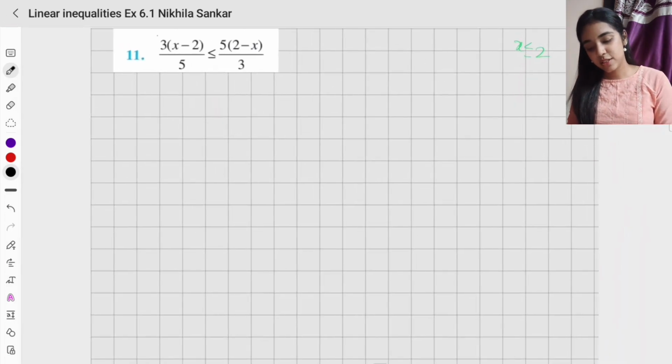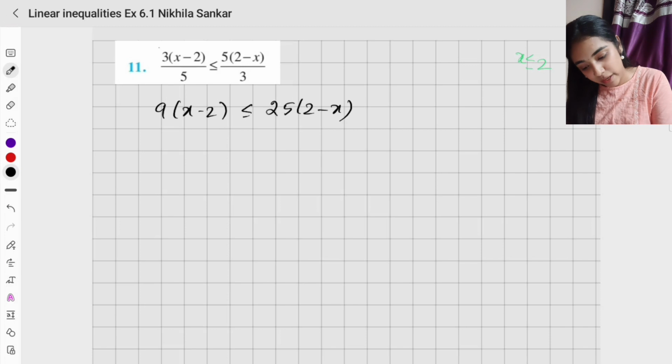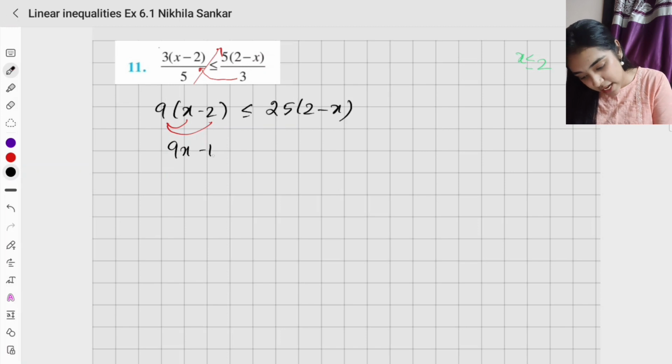Question number 11. So in that there is a lot. So first let me cross multiply. So what happens when I cross multiply? 3 3s are 9 times x minus 2 less than or equal to 5 5s are 25 times 2 minus x. Cross multiplying, the 3 goes here, the 5 gets multiplied here. Okay, now I'm going to open the brackets. So 9 into x, 9 into minus 2. So 9x minus 18 less than or equal to 25 into 2, 25 into minus x. So 25 2s are 50 minus 25x.